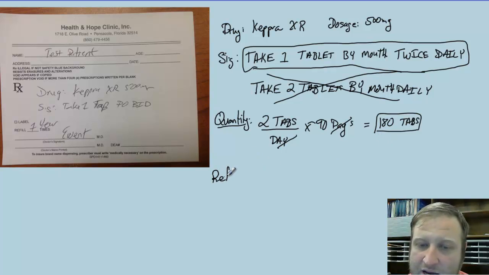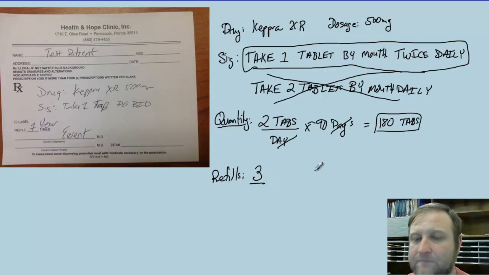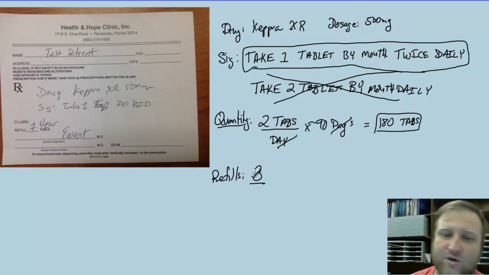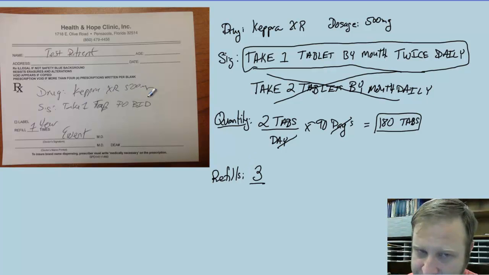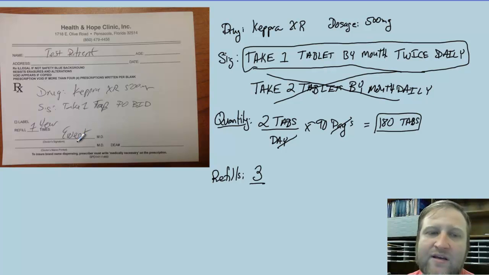And we should recognize now the refills will be 3. 1 plus 3 gives us 4. 4 times 90 gives us 360. So our refills here will be a value of 3. So we've gone through, we've understood the prescription, we understand the sig. It was a little sloppy, but that's okay. And we recognize the provider's name is Dr. Ewart.